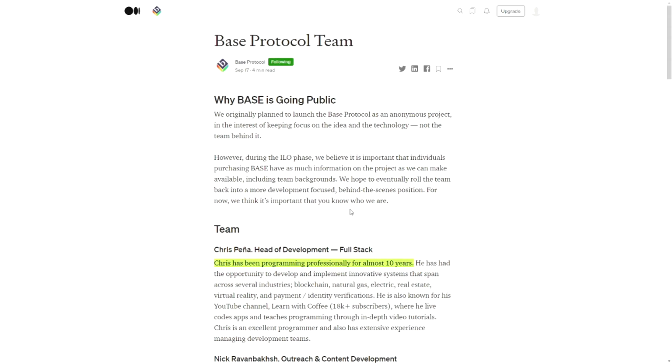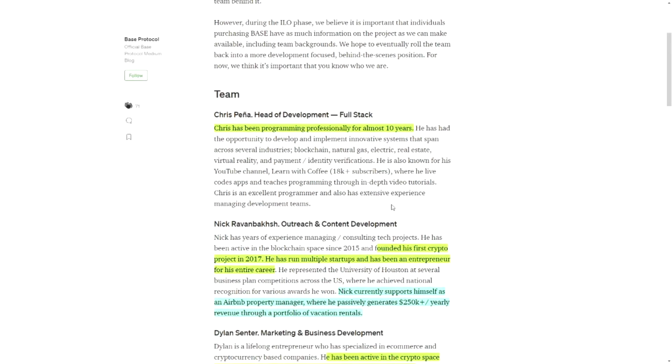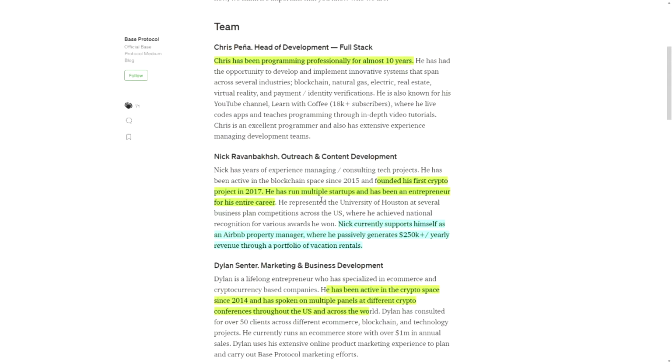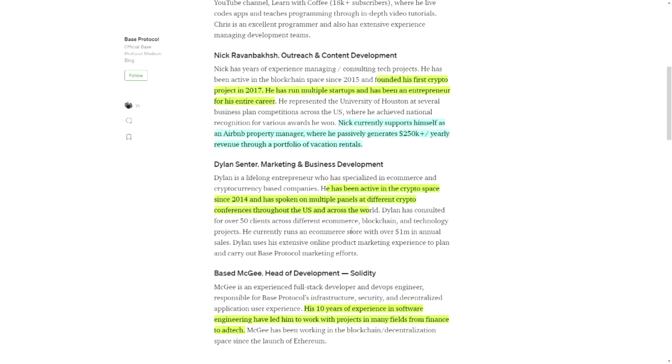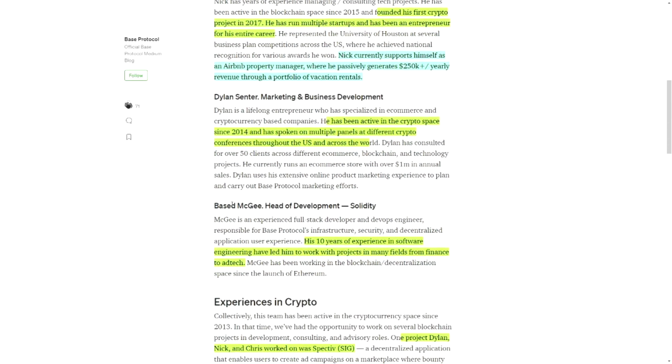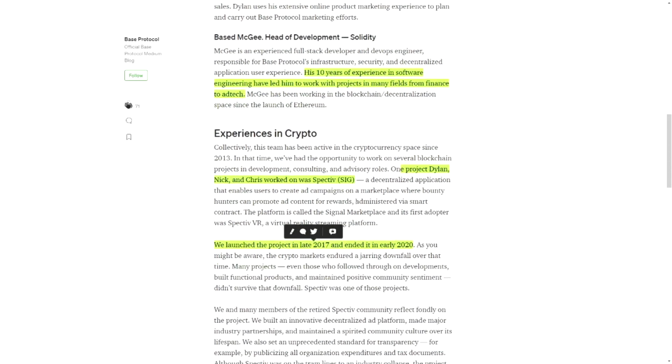So we have a full stack developer with 10 years of experience. We have Nick, who has managing and consulting experience in the crypto space. He has been there since 2015 and he created his own project in 2017. And as you can see, he has also got some business experience. Then we have a marketeer, which is always good in combination with some good developers. So he has been active in the crypto space since 2014. Great job there. Then we have Based McGee, a Solidity developer. He has 10 years of experience, which is also good.